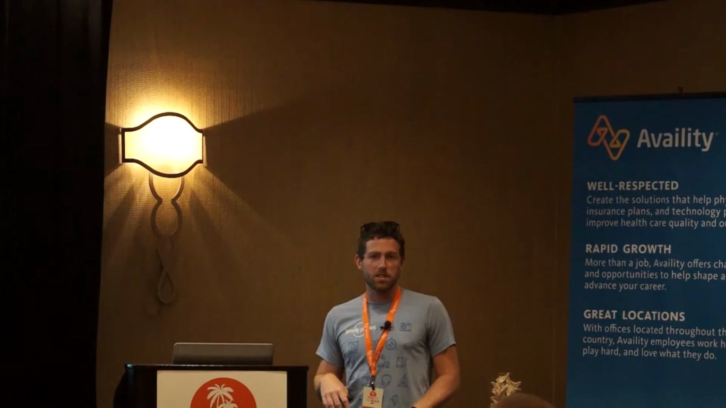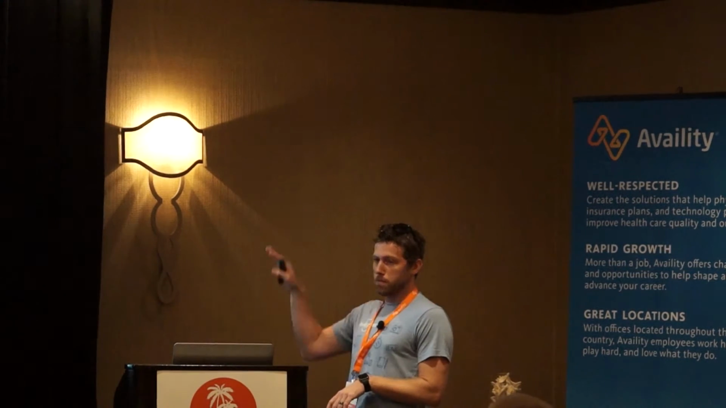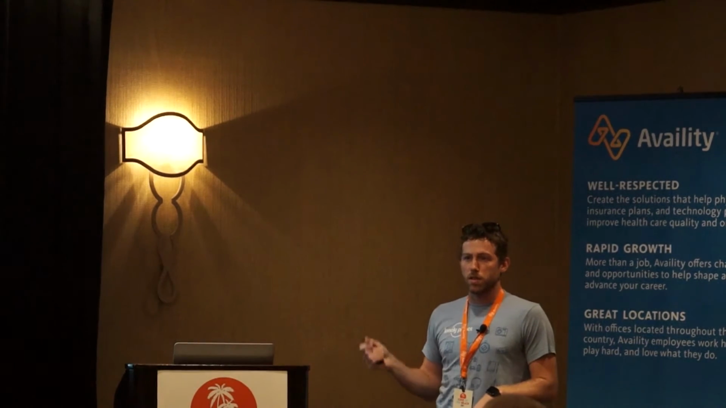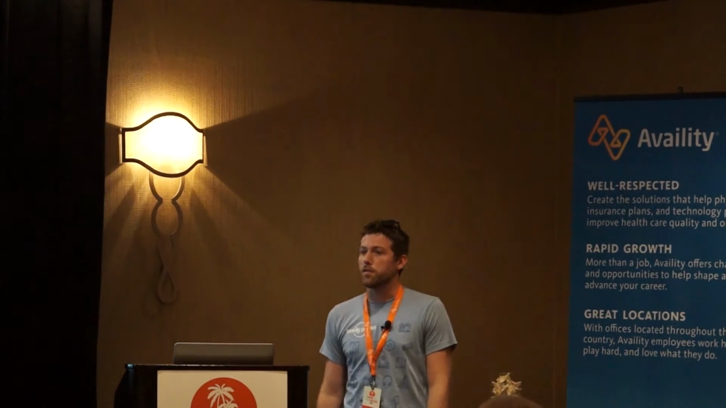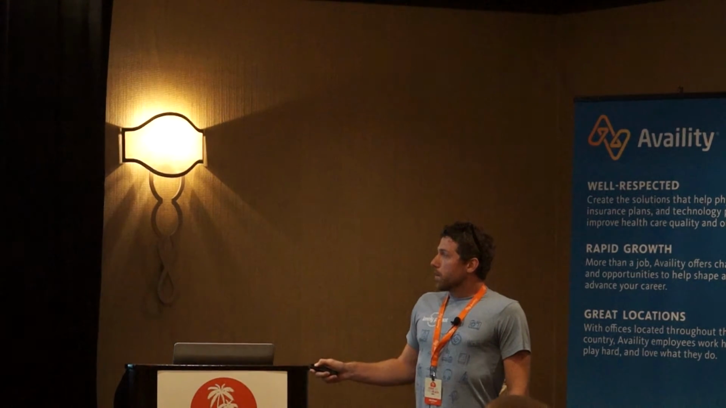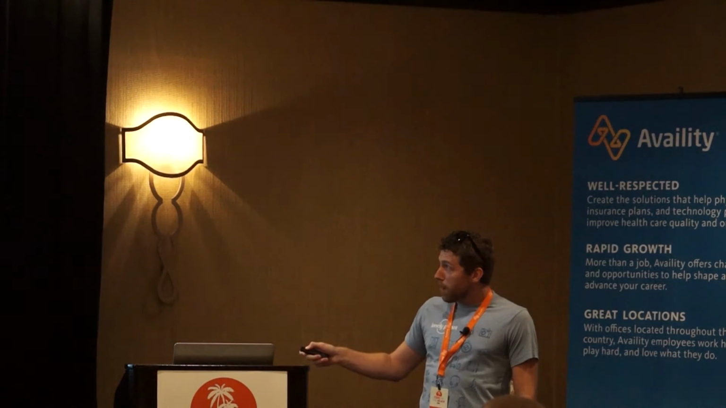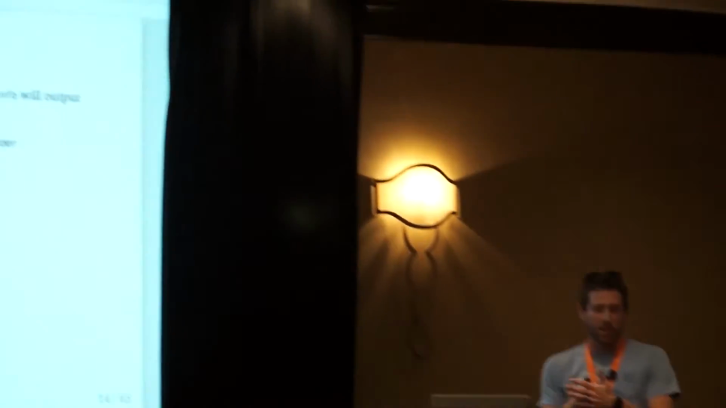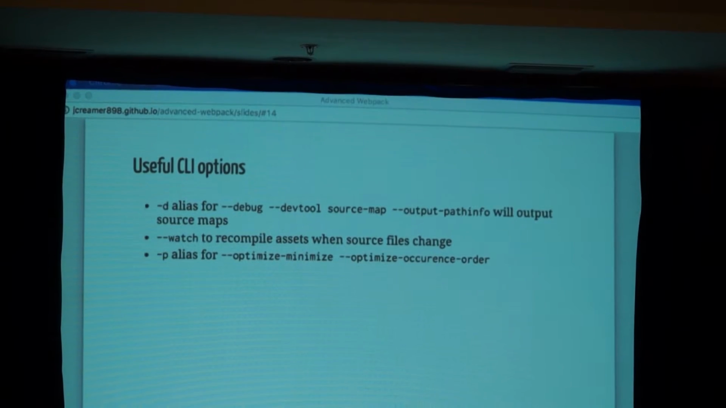You can just run Webpack --watch, and as you're writing ES 2015 code with the config I had before, it'll be constantly updating and recompiling your ES 2015 down to ES5, which is really nice. That's one of my favorite features of it. And then when you get ready to deploy, you can do Webpack -p, and that does optimize, minimize, and optimize occurrence order. Basically just runs it through Uglify and concatenates it and minifies it into a nice distributable bundle that you can throw out onto your server.